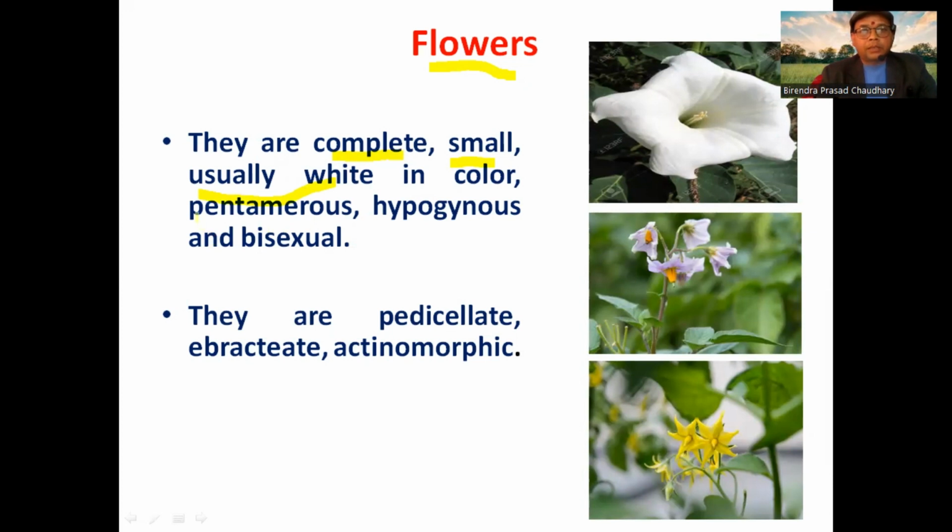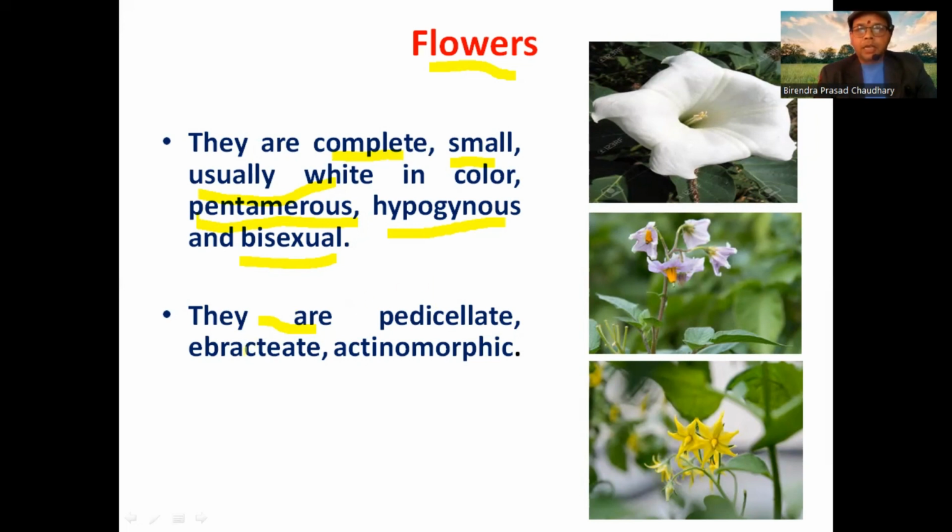Pentamerous, their calyx and corolla contain 5 sepals and 5 petals, so they are called pentamerous. Hypogynous, hypogynous means the ovary is superior, below which the calyx, corolla, and androecium lie. They are bisexual, hermaphrodite, containing both male and female reproductive organs, androecium and gynoecium, in the active stage. They are pedicellate, which means the flower is connected to the branch with the pedicel. So the flower is pedicellate.